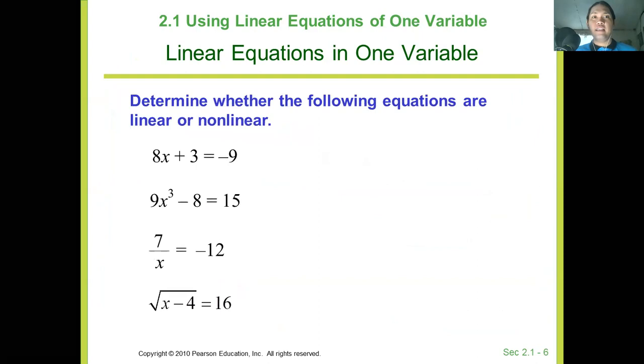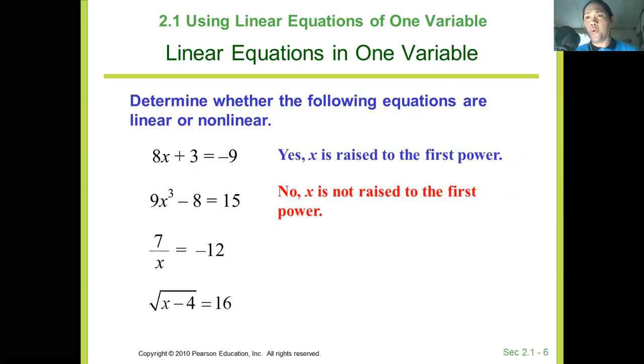So now, let's determine whether the following equations are linear or non-linear. 8x + 3 = -9. Is it linear? Yes, it is, because x is raised to the first power, based on the definition. Another, 9x³ - 8 = 15. Oh, it is not linear. Why? Because x is not raised to the first power.